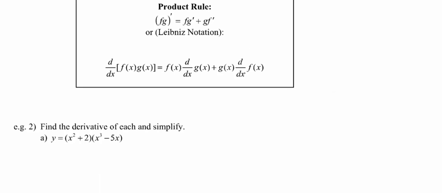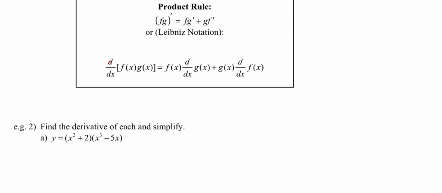So Leibniz notation would be the bottom one, right? So let's even look at that too. So these would be with the prime notation, right? So the derivative of f times g, so that'd be prime for the both of them, would be equal to f times the derivative of g plus g times the derivative of f, right?